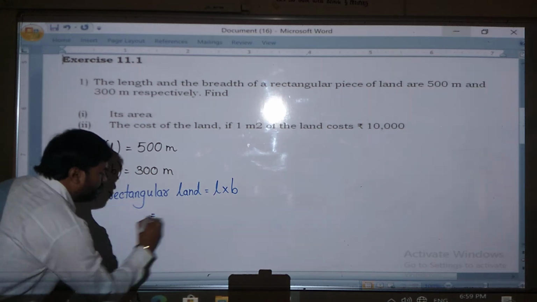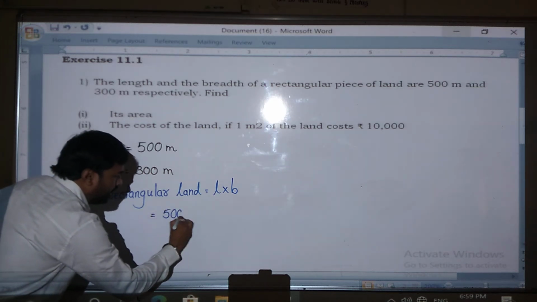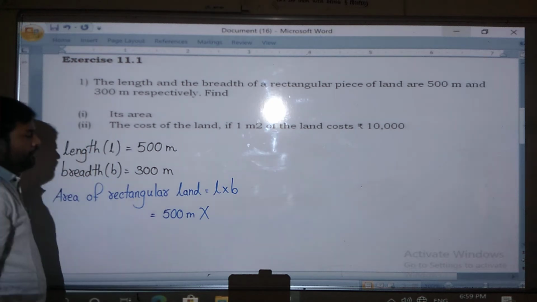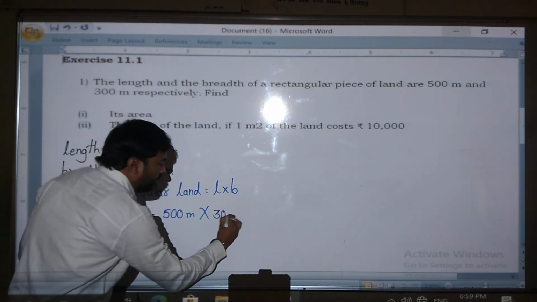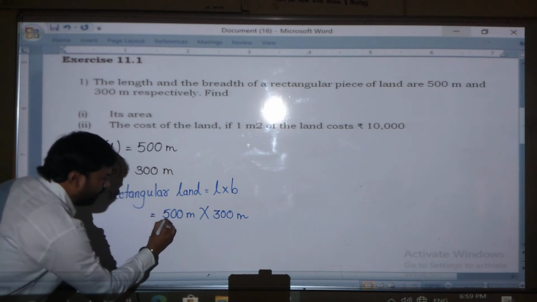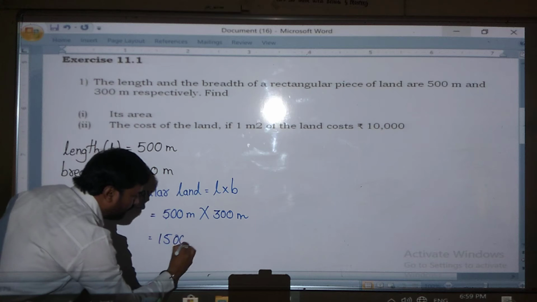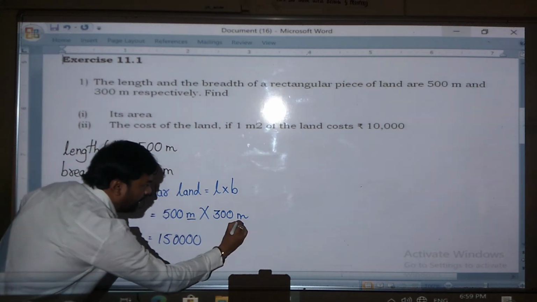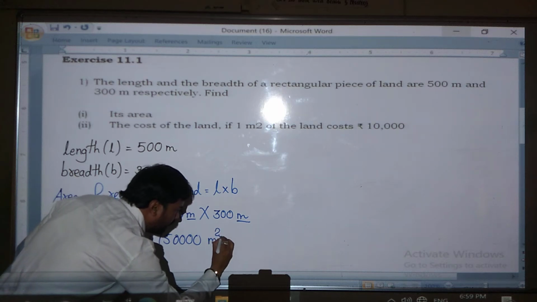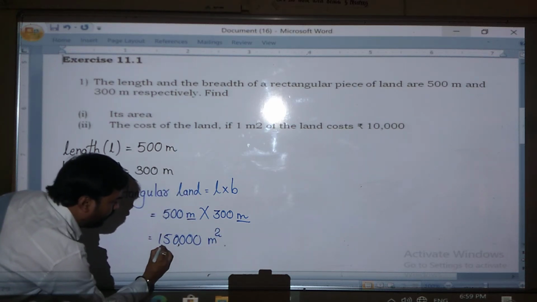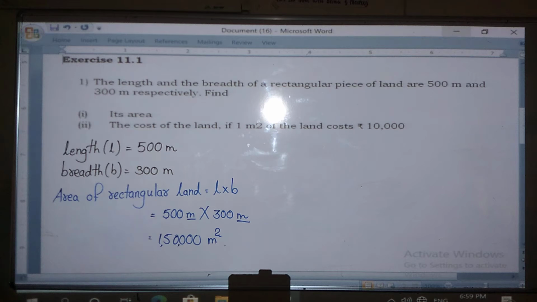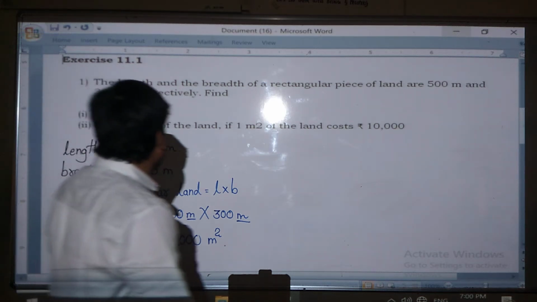That is equal to, what is L? 500 meter multiplied by, what is breadth? 300 meter. 5 3s are 15, then 0s, 1 2 3 4. Meter square. Do you understand? So what will be the area? The area will be 1,50,000 meter square. Which area? Rectangular piece of land.